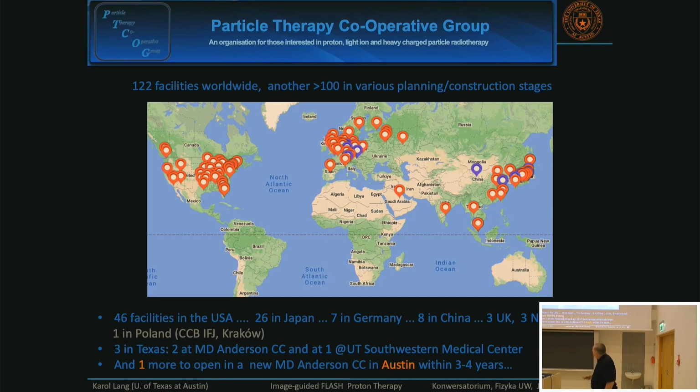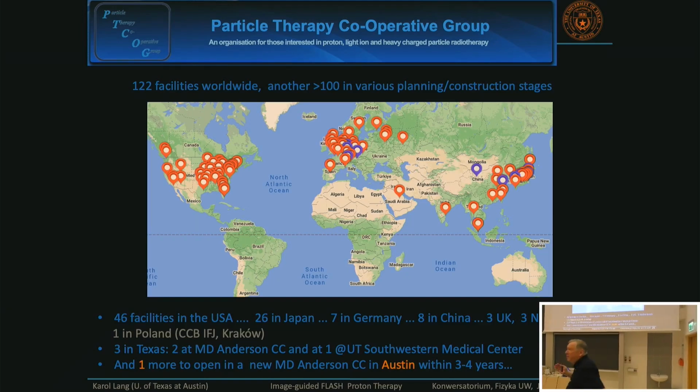There are only 122 facilities worldwide delivering proton beams. This is what it is in the map taken from a very nice website, PTCOG, which has all kinds of information, and in fact, you can read about every one of these centers. There is a very small number of centers in the southern hemisphere, namely it's 0.